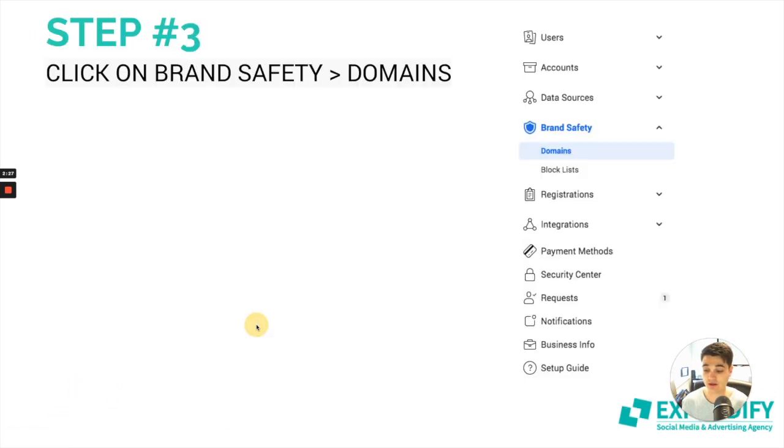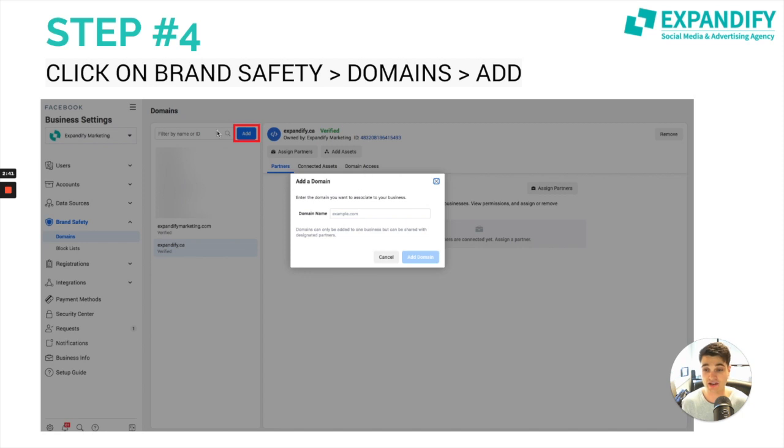Once you've clicked the little gear icon, then what you're going to want to do, step number 3, is click on brand safety domains. Generally speaking, this is on the left-hand side. So once you see brand safety, you're going to want to click on domains. After you do that, you're going to want to click on add. So you come right over here.